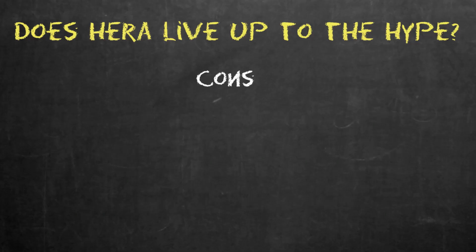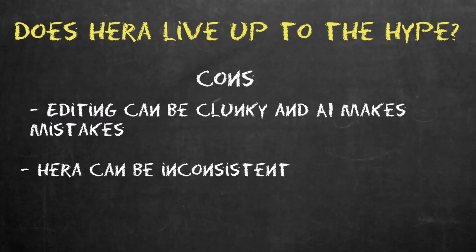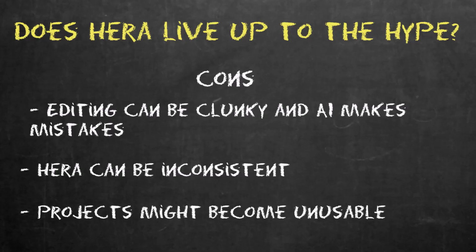Now, as you saw, the editing process can be a bit clunky, and the AI doesn't always get things right. So you might find yourself going through a couple generations, or just giving up because the project is too complex. Hera can be inconsistent, and sometimes simple requests may not work out too well. Furthermore, sometimes when you make a change, it may completely rework your project and make it unusable.